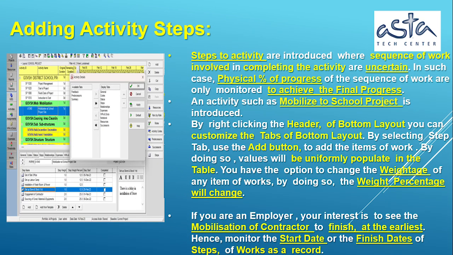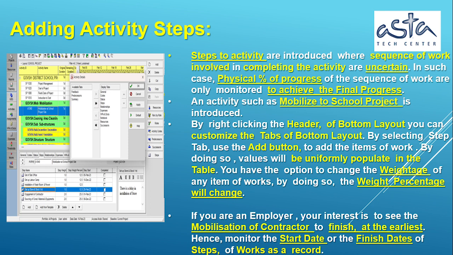Adding activity steps. Steps to an activity are introduced where the sequence of work involved in completing the activity is uncertain. In such a case, only the physical percent of progress of the sequence of work is monitored to achieve the final progress. An activity such as Mobilize to School Project is introduced. By right-clicking the header of the bottom layout, you can customize the tabs of the bottom layout. By selecting the Step tab, use the Add button to add the items of work.